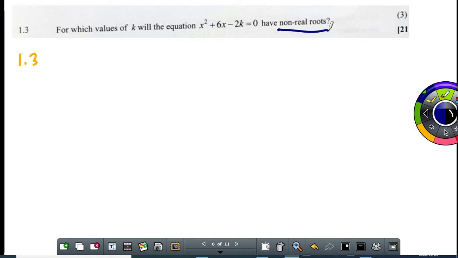It must be less than 0. That also should be natural. That should be natural. You see a question on nature of roots, you should not think, what is this about? If the discriminant is less than 0, you get non-real roots. We also call them complex roots.